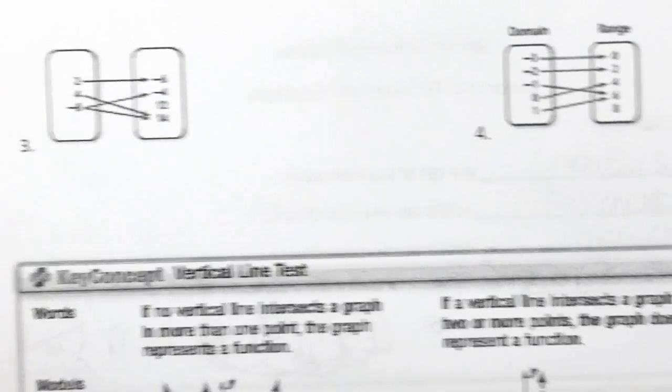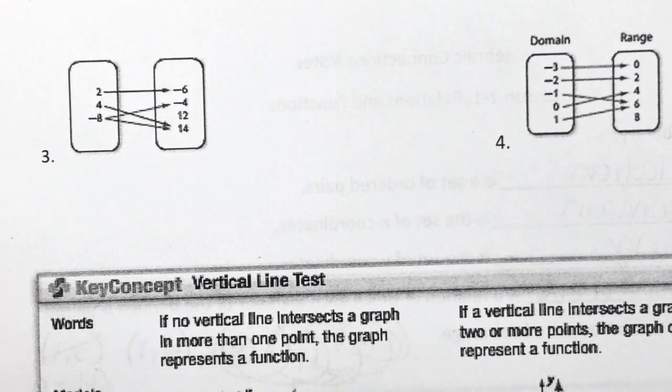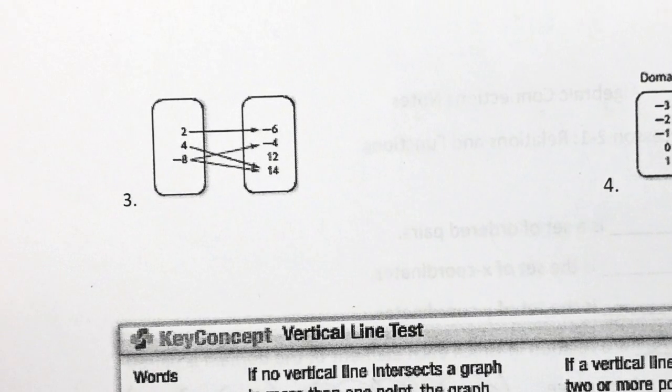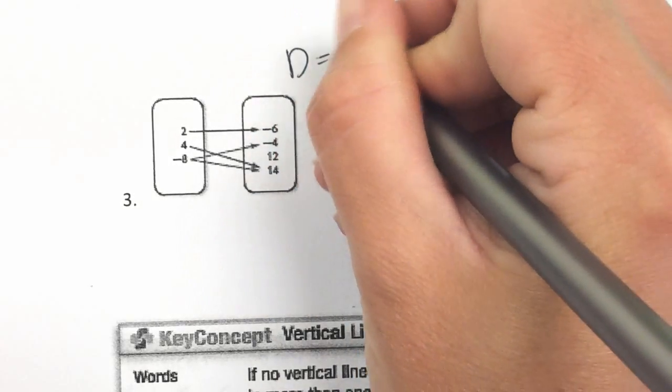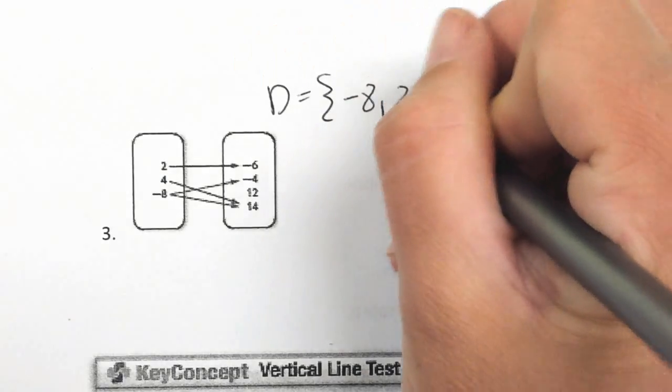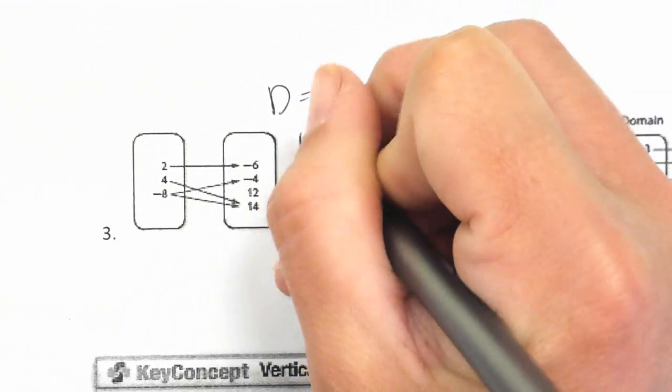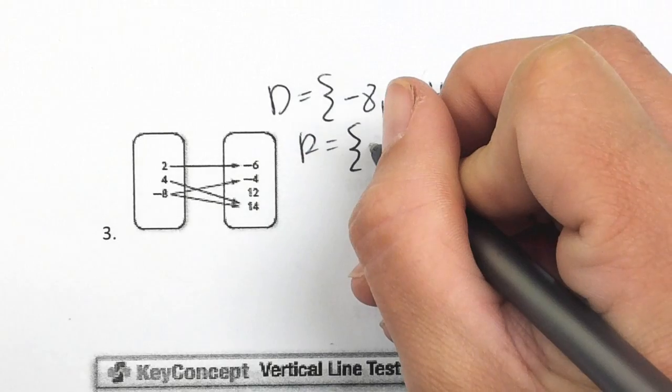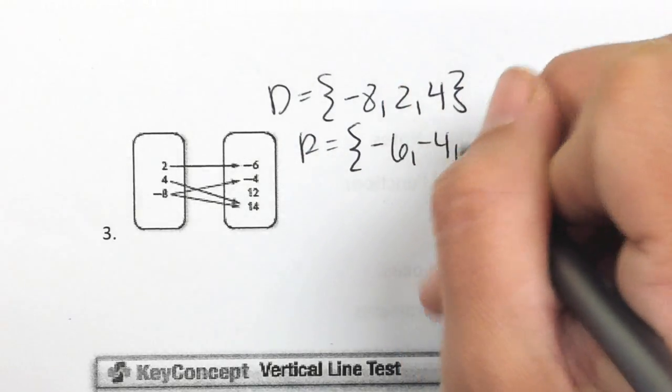Alright, flip it. This one they've already done the chart for you, so all we have to list is domain and range, then tell if it's a function, onto, 1-to-1. So the domain would be what? Good. Gotta list them in order. What about the range? Good.